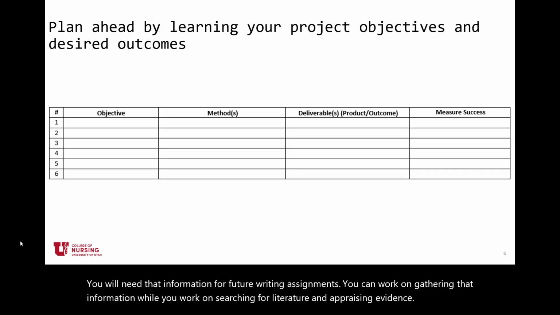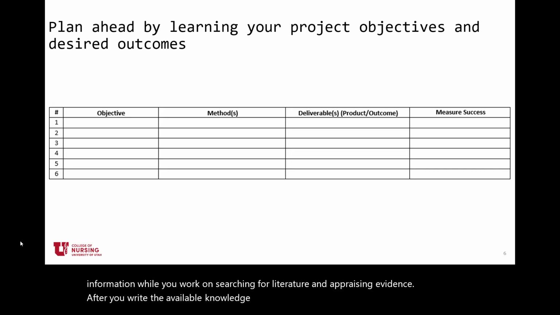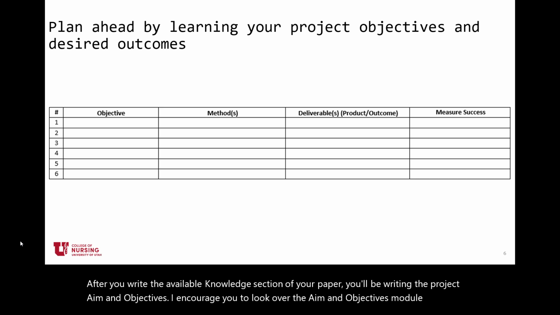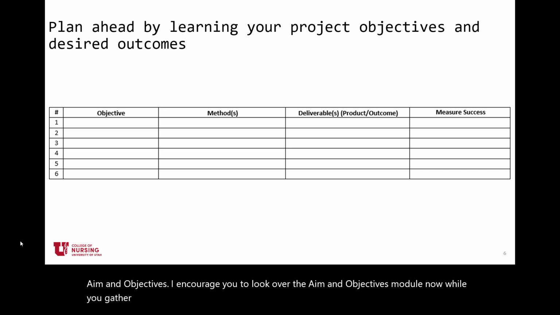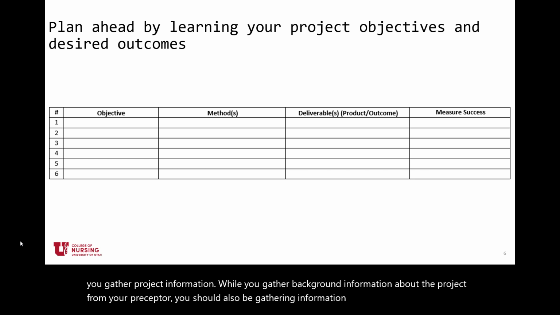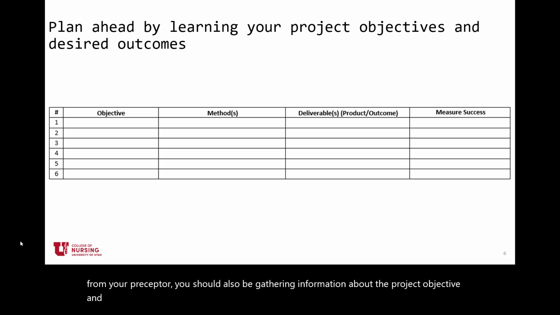After you write the available knowledge section of your paper, you'll be writing the project aim and objectives. I encourage you to look over the aim and objectives module now. While you gather background information about the project from your preceptor, you should also be gathering information about the project objective and your role in helping to reach those objectives.